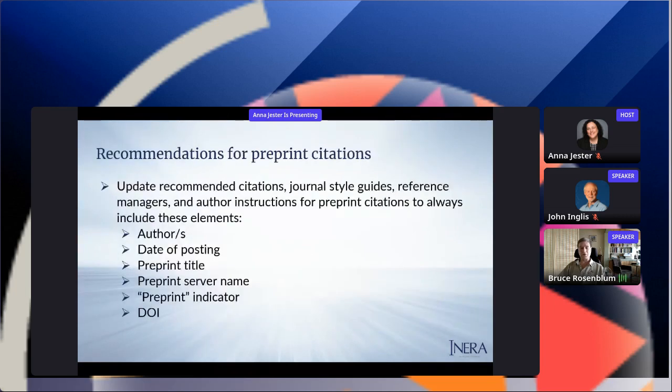So after pointing out all these problems, what I want to focus on for a couple of slides is how we think you really should go about citing a preprint. And there are 6 key elements. First, you want the authors of the preprint. Second, you want the date that it was posted. Third, you want the title of the preprint.